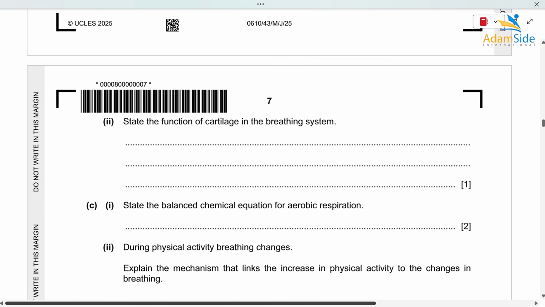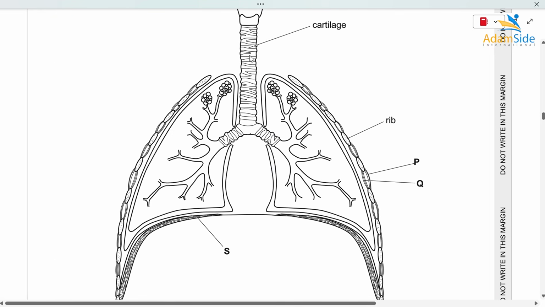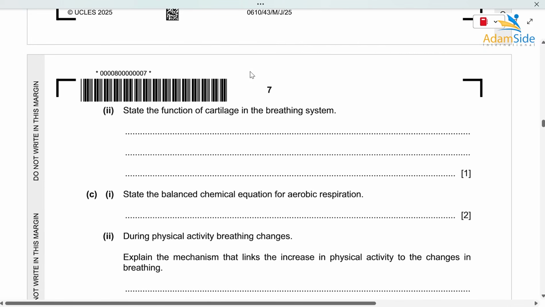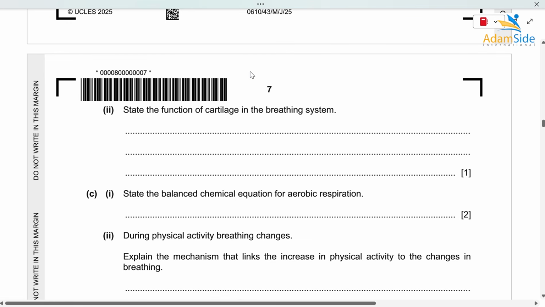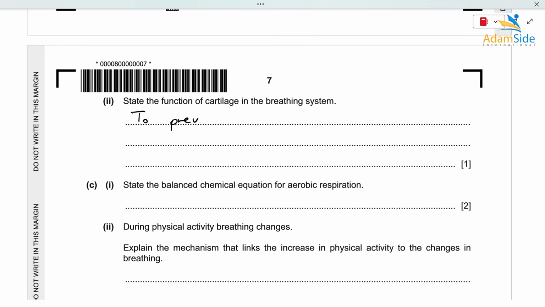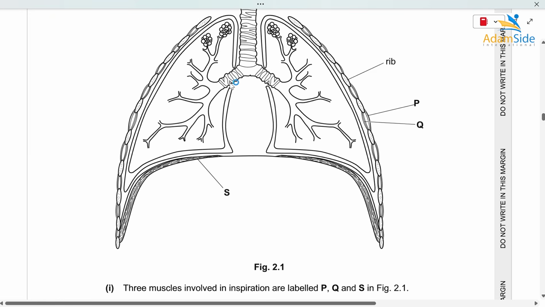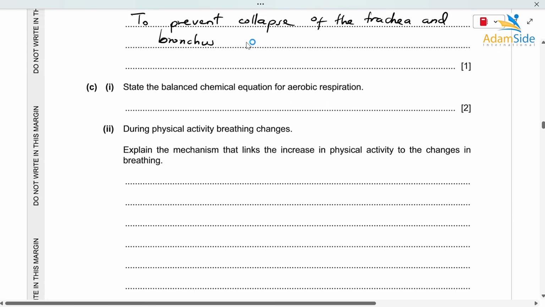And then state the function of cartilage in the breathing system. Now we have seen cartilage here on the trachea. What is the function of this cartilage? The function of the cartilage is to prevent collapse of the trachea, so air can keep on flowing. So we'll say here the function is to prevent collapse of the trachea and bronchus. You can see that the cartilage is running from the trachea to the bronchus, so it is there to prevent collapse of the airway.